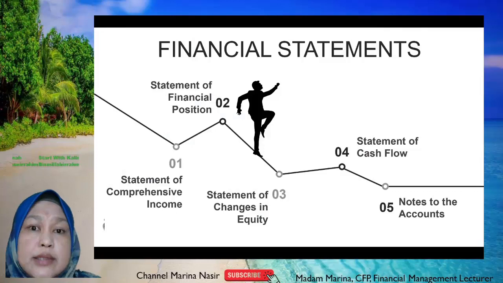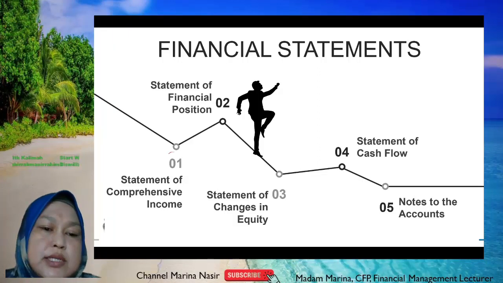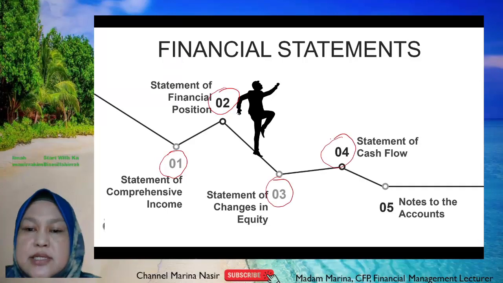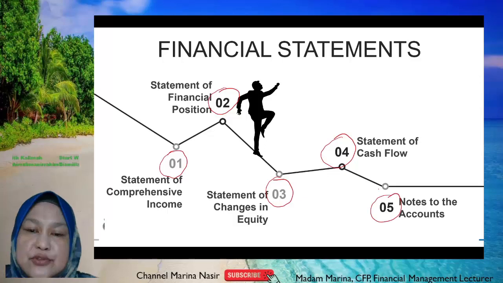This is actually the components of the financial statements. The first one we have is the statement of comprehensive income. The second one is the statement of financial position. We have the statement of changes in equity, and also the statement of cash flow, and the last one is the notes to the financial statements, or notes to the accounts.